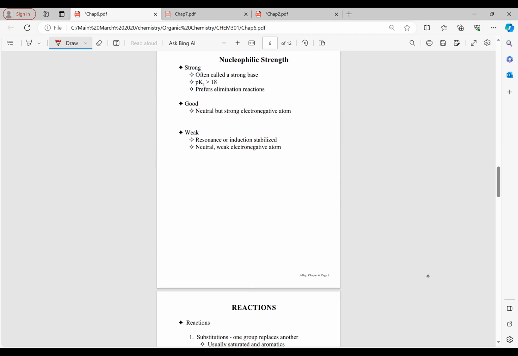How about nucleophilic strength? Again, I just want to give you a jolly reference. Strong nucleophiles are often called strong bases because they prefer to rip off hydrogens. Remember, we use the term base when we're doing acid base chemistry. This is a jolly rule: a pKa of greater than 18 and negative is how we determine whether it is a strong nucleophile. Nucleophiles can do two things: they may rip off hydrogens or they may attack carbons. Really strong ones prefer to rip off hydrogens.